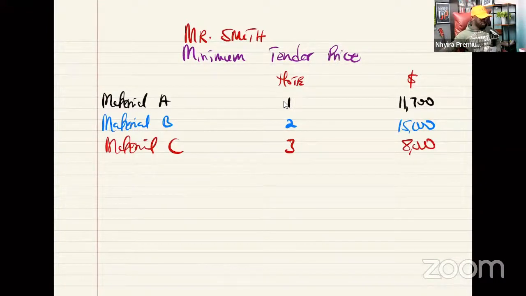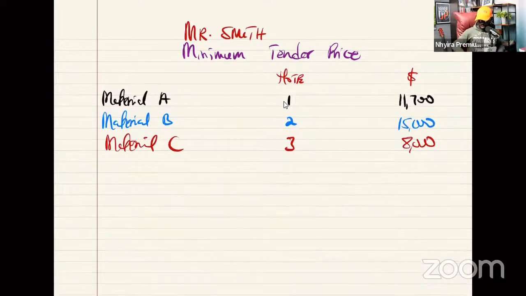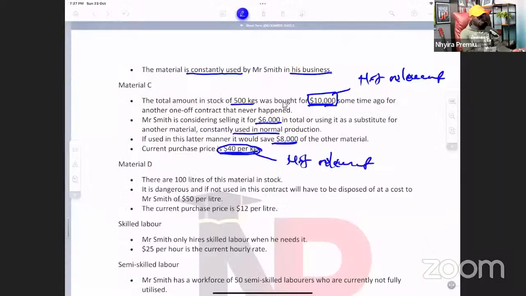Any questions? You raise your hand, we bring you up, or you put it in the chat for us. So that's material C. So two options available: sell it for 6,000 or use it for another production. If you use it for the other production, then you don't have to pay 8,000 for that material that is in the other production. So do you sell to get 6,000 or you save yourself 8,000? You are better off saving yourself 8,000. Hence, you go with that option.